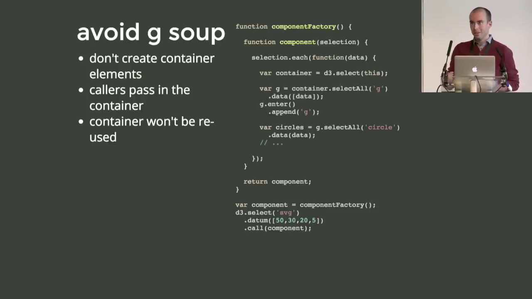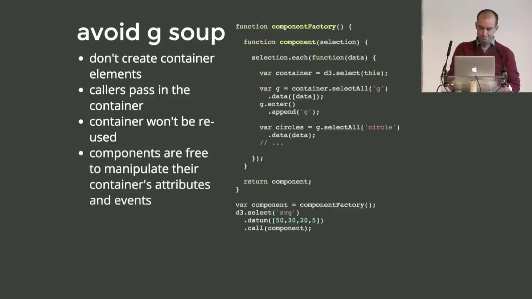In order to allow that to work and be composable, we make the promise that a container won't be reused. So if a caller passes you a container, you render into that container. If the caller wants to get rid of you as a component from the DOM, they will remove that container. That means you don't have to worry about cleaning up any of your own state. Also, components are free to manipulate their container. So they're free to add event handlers, say, that kind of thing.